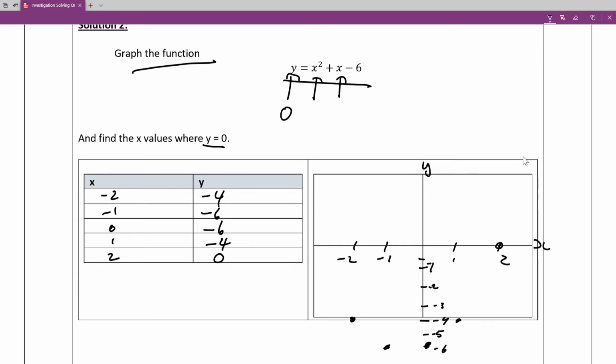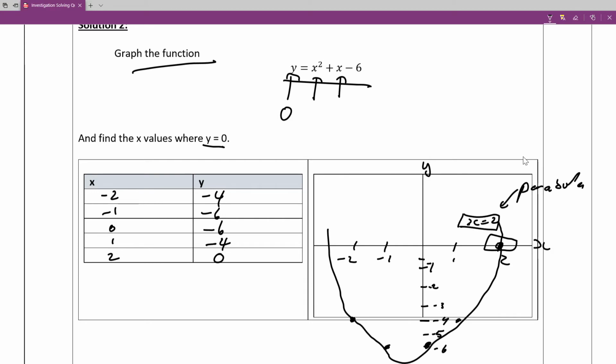So I'm guessing that the graph kind of looks like this. And the reason why I know this is because this is a quadratic equation, so you're going to get like a parabola figure. Okay, so we have one of the answers, which is here, at x is equal to 2. So that's one answer. And that's the same answer we got when we did the guess and check for solution 1. And then you can tell that the other answer is going to be here.